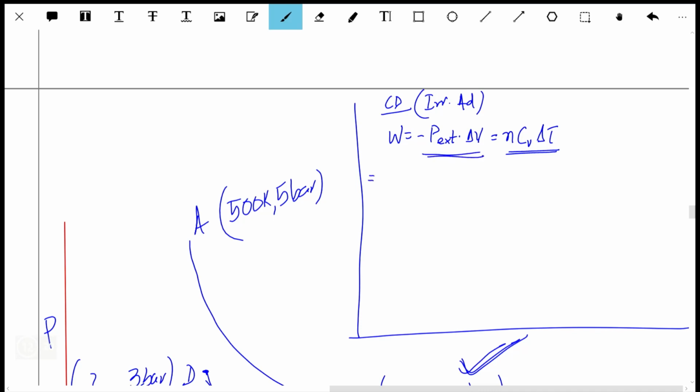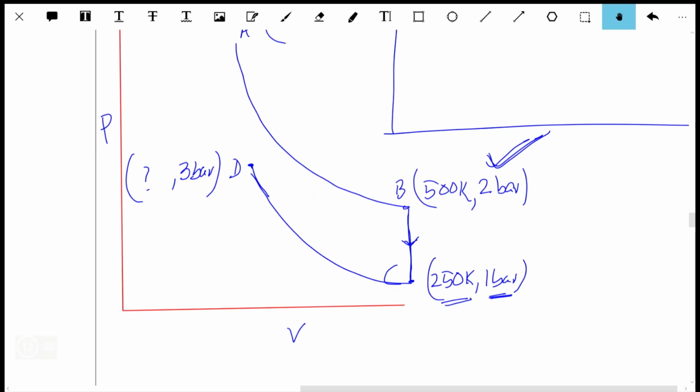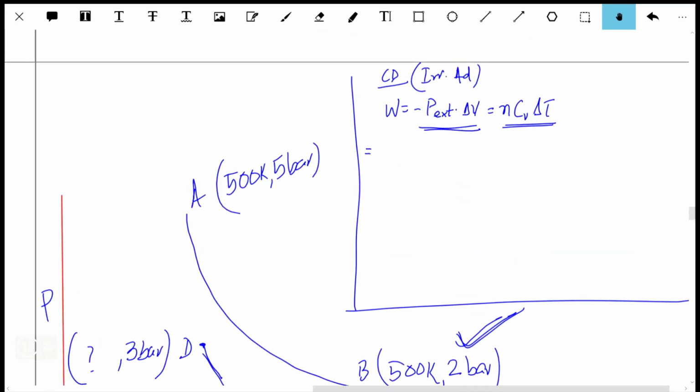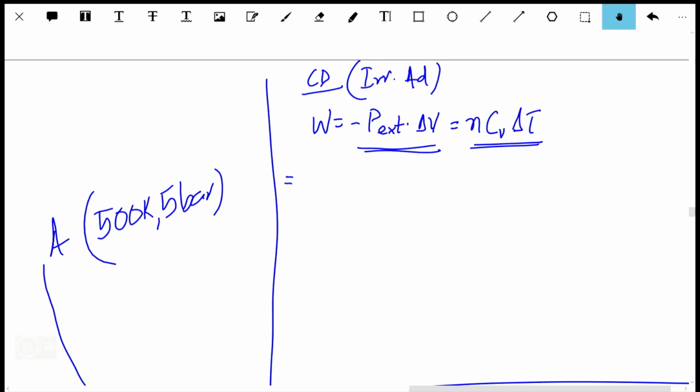Now, in this case, P external is the same as P2. Because it's a single stage adiabatic compression, the external pressure and the final pressure are the same, 3 bar. Delta V, let's write it as V2 minus V1. This is n, CV is known, and this part is T2 minus T1. Now, in this case, n, CV, and T1 are known. T2 is the only variable which you have here.